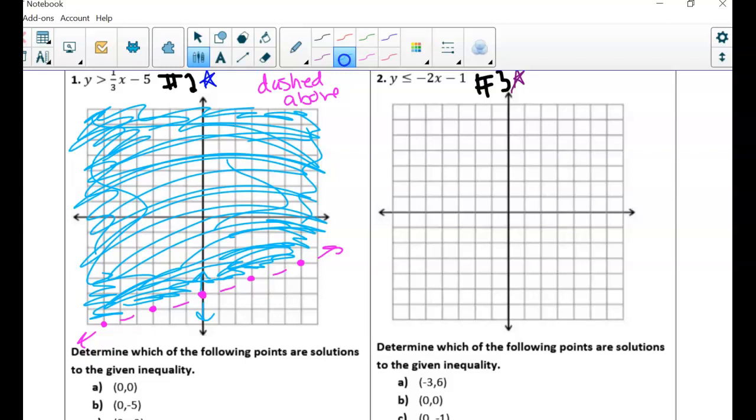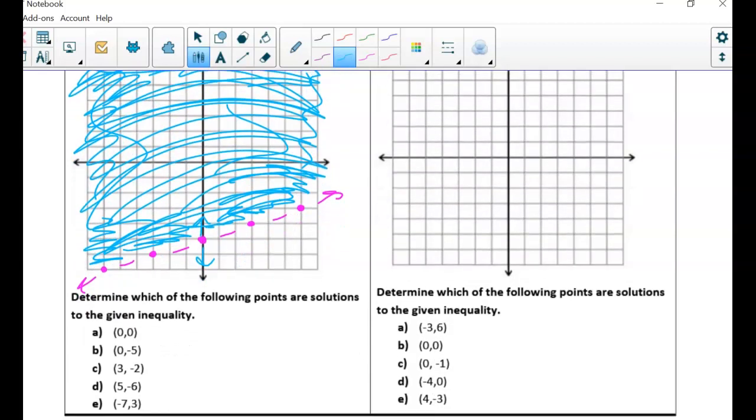So now that we have this graph, the next part asks to determine which of the following points are solutions to the given inequality. So if these points fall in the shaded area, it's a solution. If they don't, they are not solutions. So the easiest way to see this is to plot these points and see, does it fall in the shaded area or not? So 0, 0, if I plotted that point, would that be a solution? Yeah. What if it's on the line?